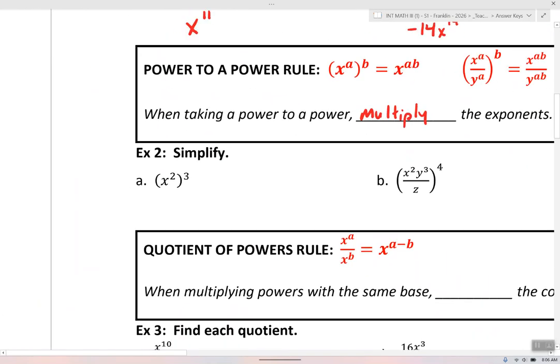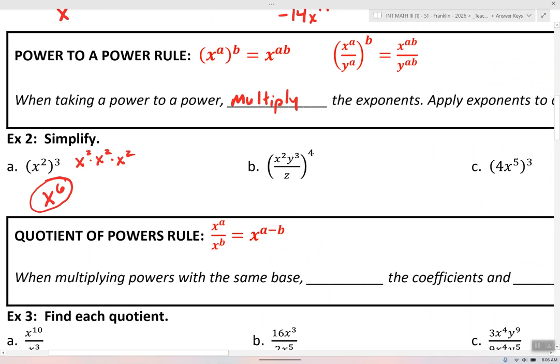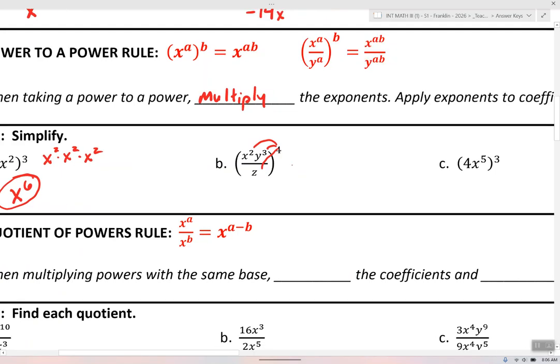So x squared to the 3rd, that would be x to the 6th. You can think of this as x squared 3 times, right? So that's 2 plus 2 plus 2, or 2 times 3, x to the 6th. For example B, we are going to apply this 4 to each thing inside the fraction. That would be x to the 8th, y to the 12th, over z to the 4th. Remember, there's a 1 there. 1 times 4 is 4.